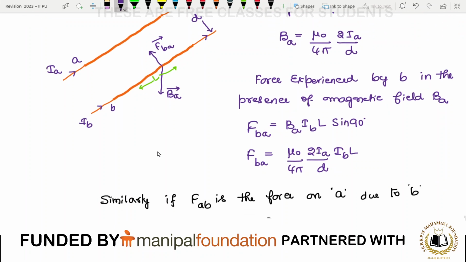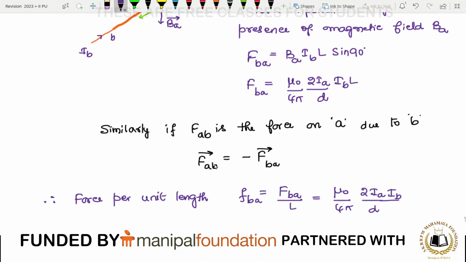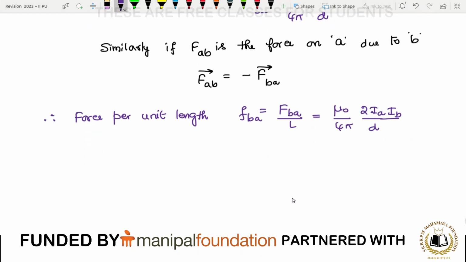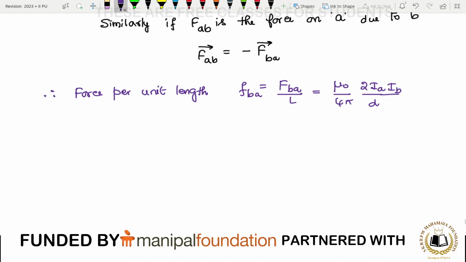Similarly, FAB is the force on A due to the second one. Both experience the same amount of force but in opposite directions. So we can write FAB equals minus FBA. Next we calculate force per unit length: force divided by length, so this length you bring here. Mu naught by 4 pi into 2 times Ia Ib divided by D. One more question is pending to answer.